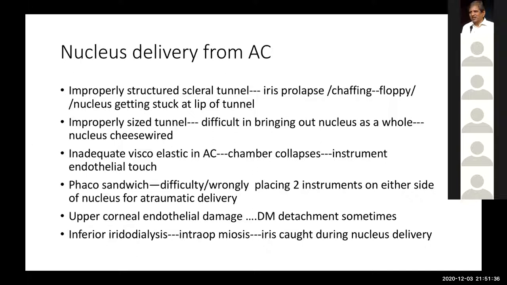And during the maneuvering of the nucleus from the anterior chamber, most of the time we see that it doesn't come out in one go. They will try multiple times to bring it inside and take it outside of the eye. 2-3 attempts they will make, and that can be very traumatic sometimes. Most of the time we can make out that the upper part of the corneal endothelium near the incision shows more striae in the first postoperative period. And if the instruments are not properly introduced, or during hydration, we occasionally see Descemet's detachment also. These are some of the common things we usually see while delivering the nucleus from the anterior chamber.